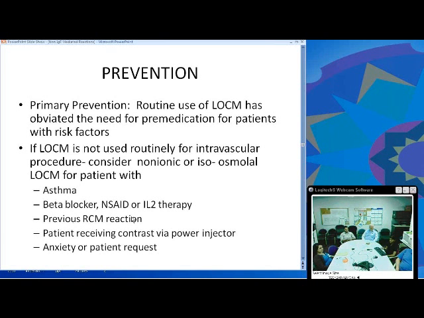Or if they just have anxiety or patient request, they should be using it. That's why I gave a talk on radiocontrast to the radiology residents here in Truman a couple of years ago after that happened.